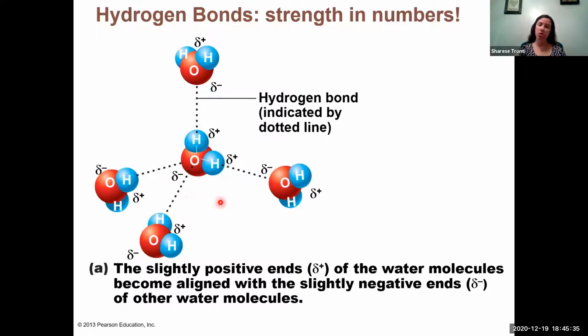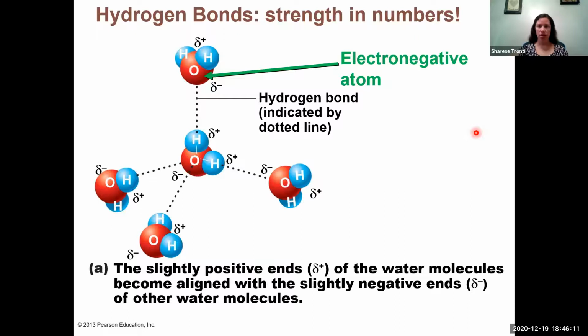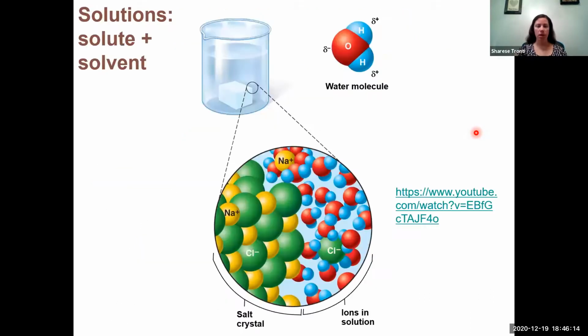But here, these are all polar covalent bonds. Oxygen has a slight negative charge. That slight negative charge is going to be attracted to the slight positive charge of the hydrogen in another molecule. So this is not going to form a new molecule. Again, this is just an attraction here. We're not actually forming a new molecule. So keep that in mind, but they're just going to be attracted to each other. So they're going to orient themselves next to each other. This is really important, particularly when we start to look at solutions.